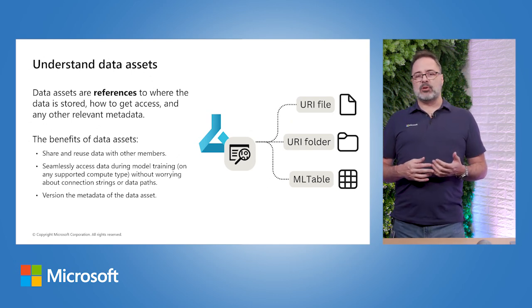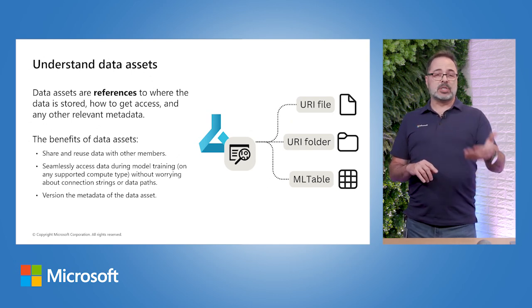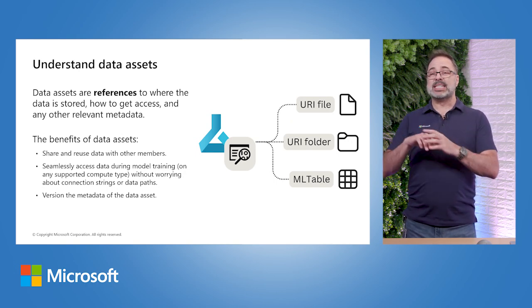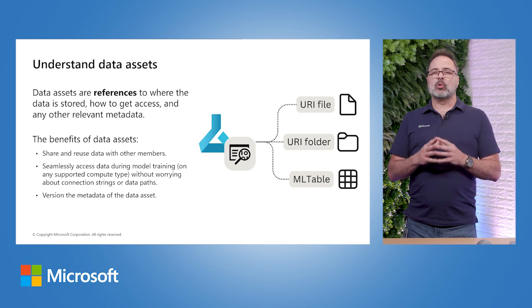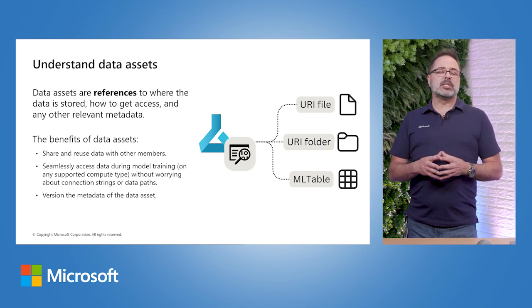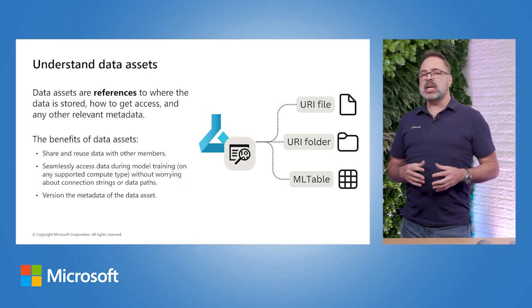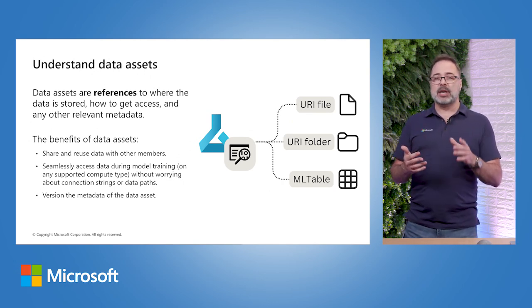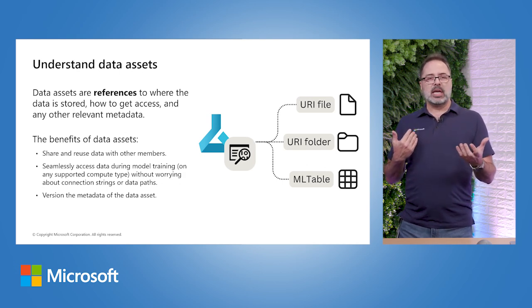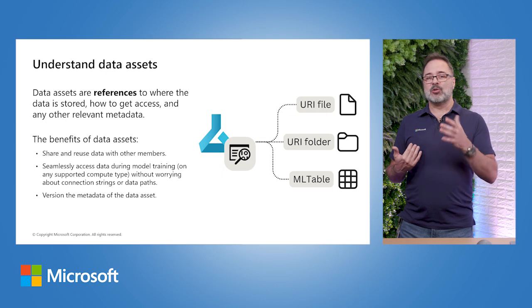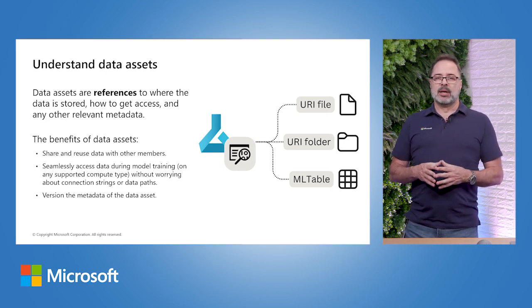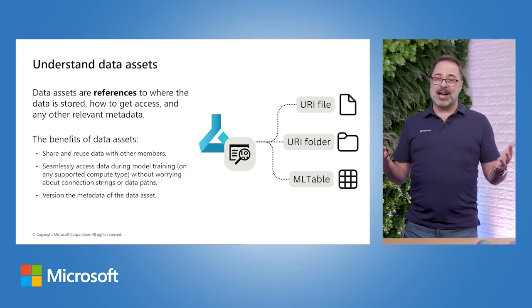Data assets will point to either a URI file, which represents a path to a specific file, a URI folder, which represents a path to an entire folder, or we can create a data asset that points to what's called an ML table, which represents a machine learning table. ML tables are basically a file or folder path, but it also has the schema definition with it, so that the machine learning service can read that data as tabular data right away. Data assets also support versioning because, as we all know, things change over time.